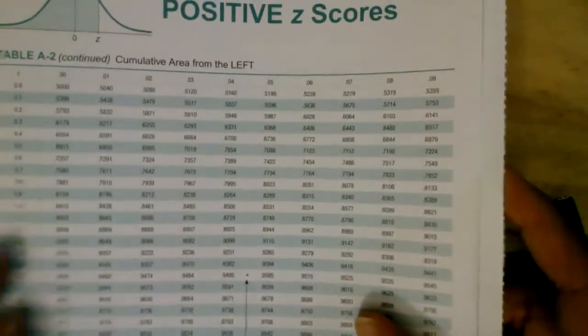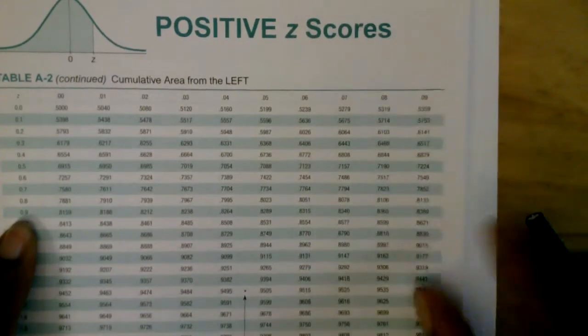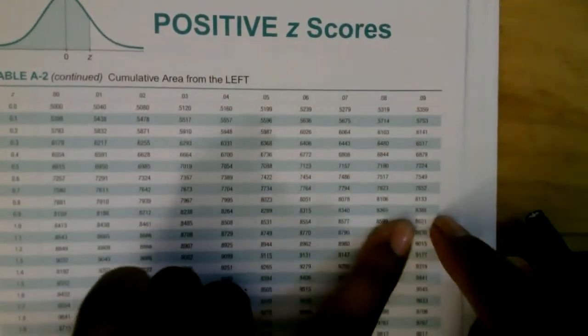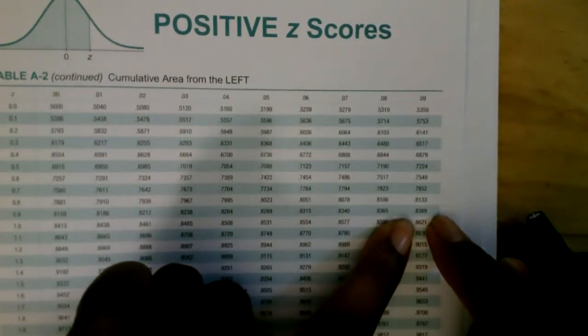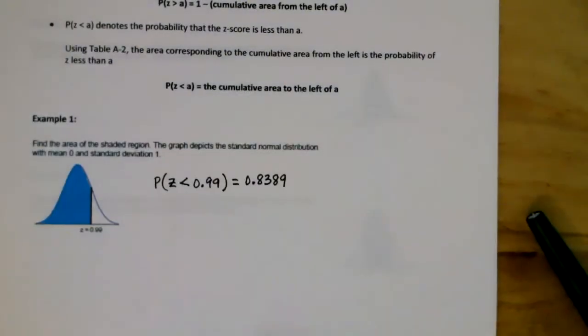Okay, so again, to find 0.99, you look at 0.9 and then 0.09, go across and down, that's 0.8389.